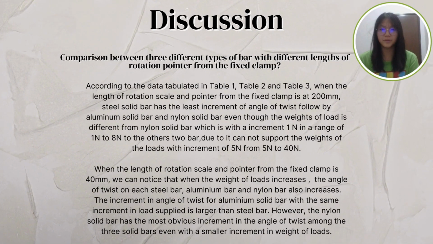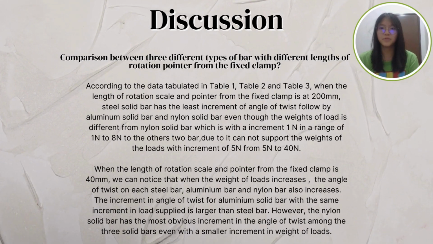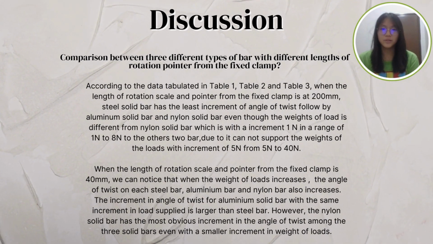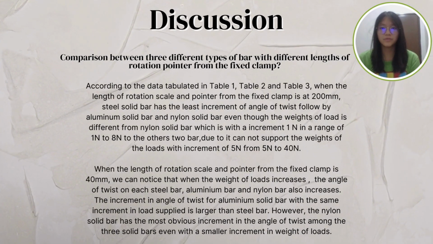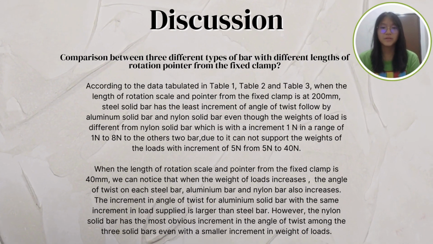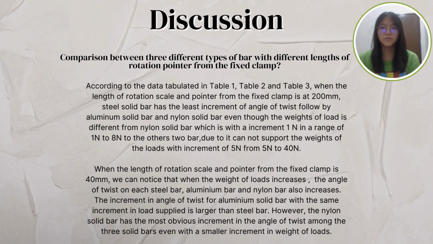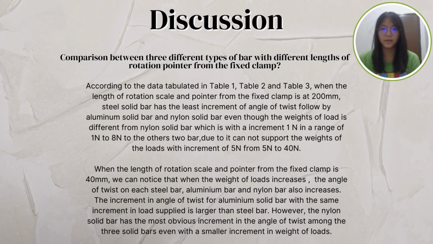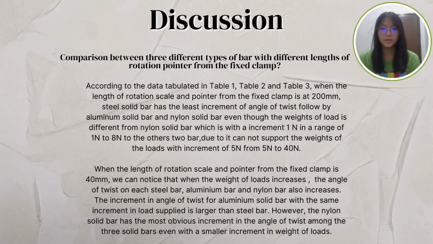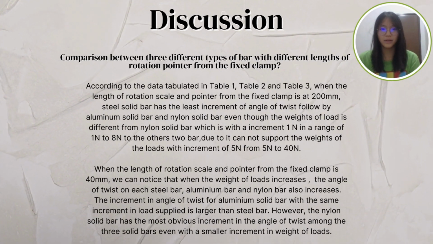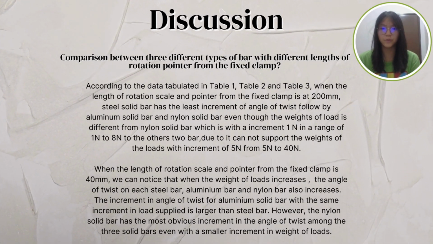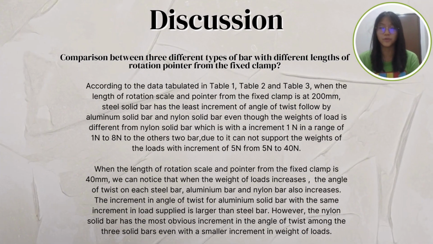The second question is the comparison between 3 different types of bar with different lengths of rotation pointer from the fixed cap. According to the data in Tables 1, 2, and 3, when the length of rotation scale and pointer from the fixed cap is at 200 mm, steel solid bar has the least increment of angle of twist, followed by aluminium solid bar and nylon solid bar. Even though the weight of load is different for nylon solid bar, which is with an increment of 1 Newton in a range of 1 Newton to 8 Newton, compared to the other 2 bars, due to it cannot support the weight of the loads with increment of 5 Newton from 5 Newton to 40 Newton.